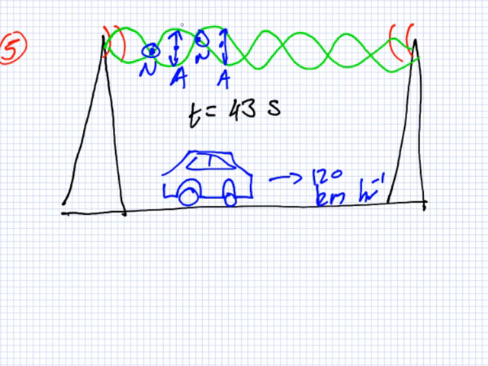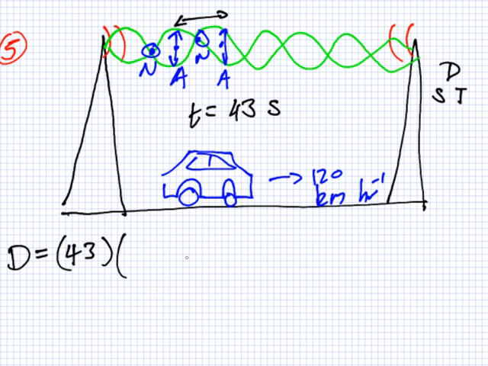So how far apart are the antinodes? Well, if you just use distance, speed, time, the distance is the speed times the time. Now you have to convert 120 kilometers per hour into meters per second, and it's 33.3 meters per second. So the distance between the peaks is 1.4 kilometers.